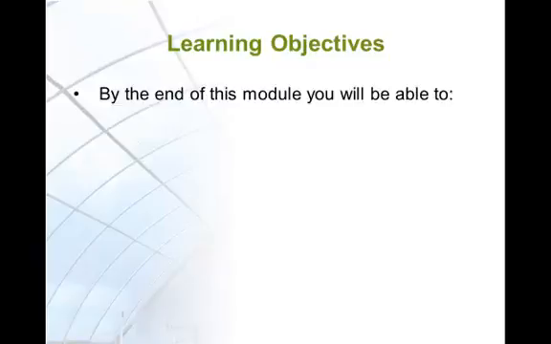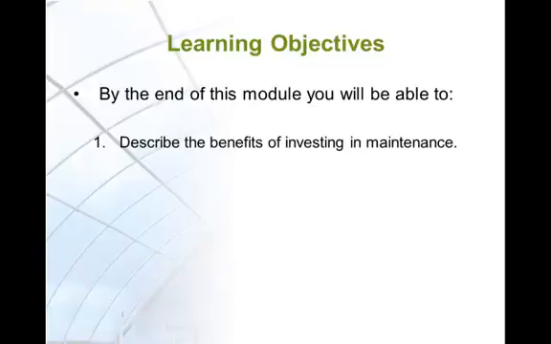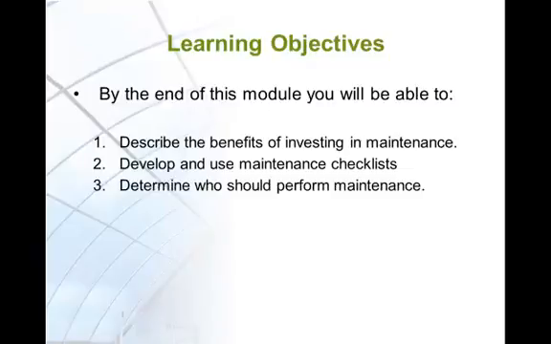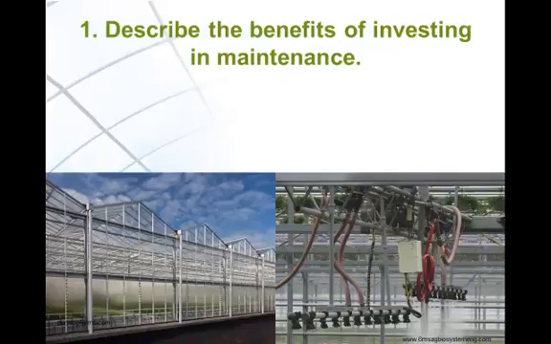This greenhouse maintenance module will allow you to meet 3 objectives. By the end of this module, you will be able to describe the benefits of investing in greenhouse maintenance, develop and use maintenance checklists, and determine who should perform maintenance. The first objective is to describe the benefits of investing in maintenance.